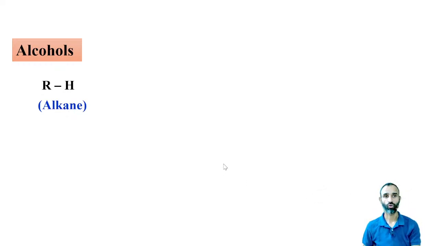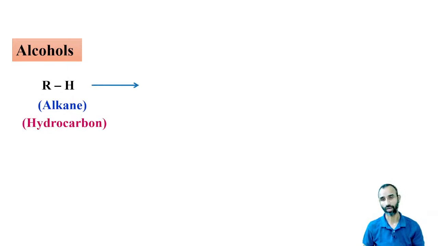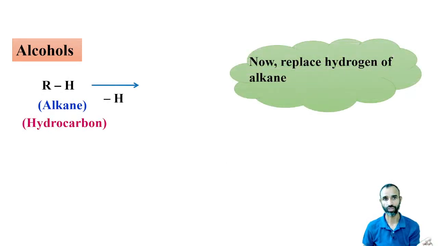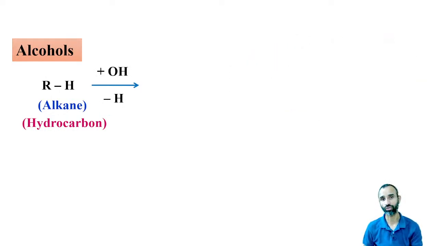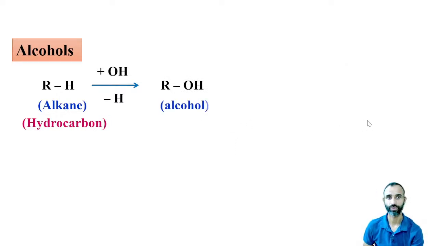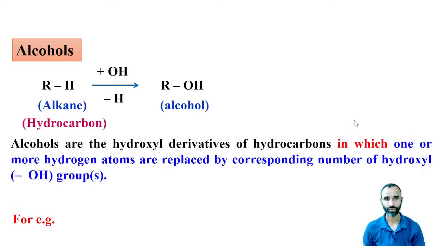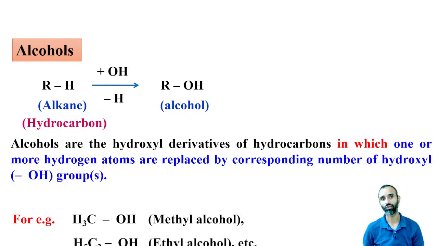Okay. So alcohols, when hydrogen is removed by OH group, it is hydroxyl group, then we get alcohol. And alcohols are actually hydroxyl derivatives of hydrocarbons, in which one or more hydrogens are replaced by corresponding number of hydroxyl groups, like methyl alcohol, ethyl alcohol.